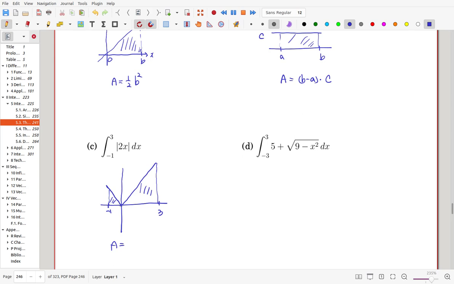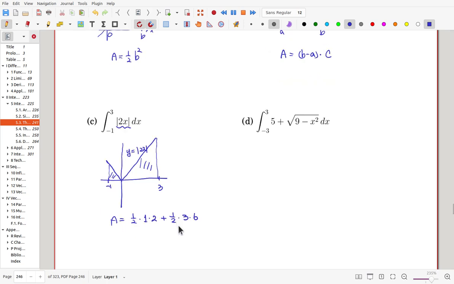Here the length is 1. Because y equals the absolute value of 2x, the height is twice the bottom length. But anyway, the area will be half times 1 times 2. Height is 2. And the right side, half times bottom length 3, and now the height must be twice the bottom length, which is 6. So the left hand side is 1, the right side is now 9, so the total area is 10.